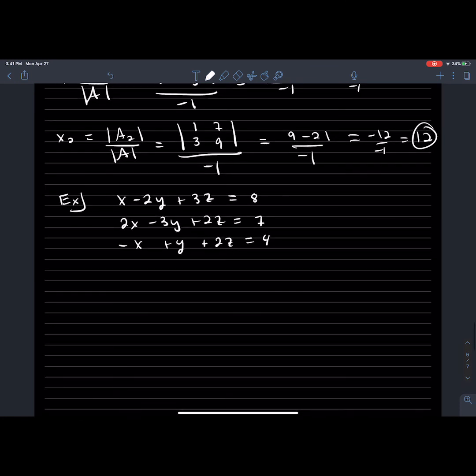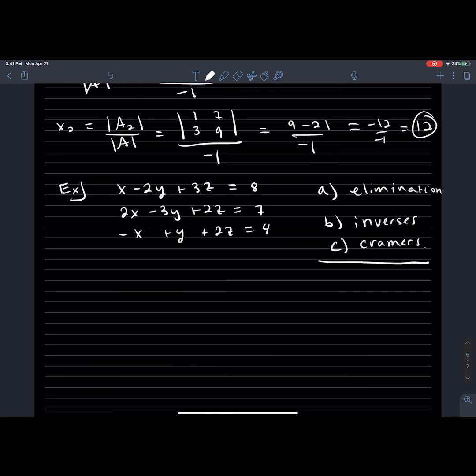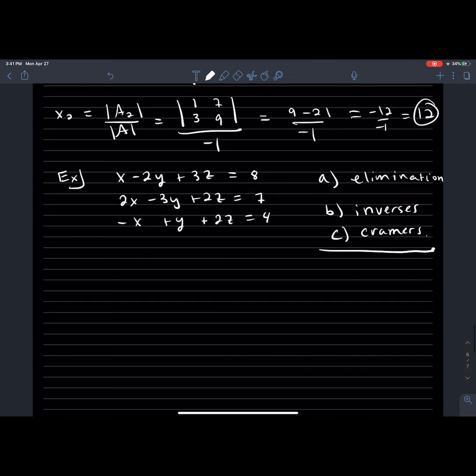Okay, so I'm going to do it by, actually, you'll see what I'm going to do. In my notes, I have it done by elimination, inverses, and Cramer's. I'm actually going to utilize some technology on this one.